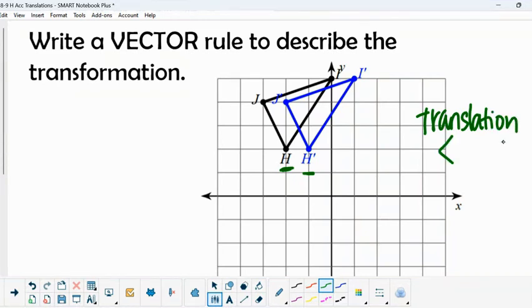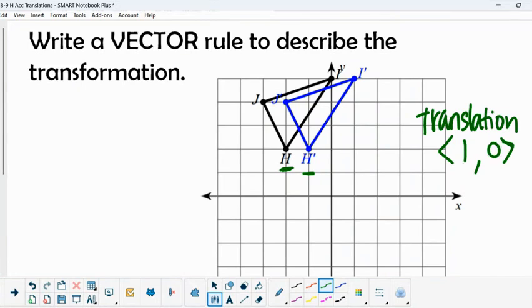It's a translation, and then we're going to do our vector formation. So we've got to have an x movement and a y movement. If I'm going from H to H prime, am I going right or left? Right. So is it going to be a positive or a negative x? Positive, and how far did it go? Just 1. The y, did it go up or down? Good, so what would it be? 0. Yeah, it didn't move any.